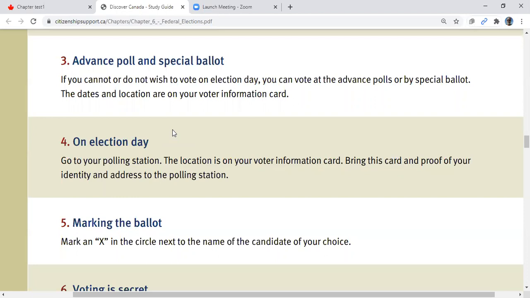The polling station. Remember what that is? The place is like the voting place. Yeah, the place where you vote. Good. Exactly. Good.